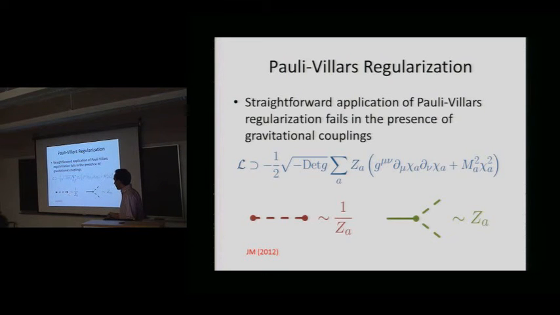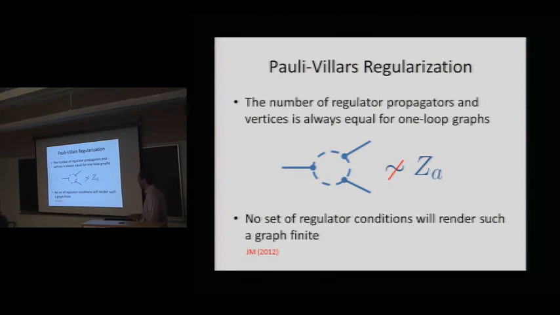And so each regulator propagator appears with the opposite sign of the physical propagator, so you're able to cancel the divergences. The problem in gravity, however, is that if I put in this Z, then my vertices are also proportional to the factor of Z. As a result, in all of the one-loop graphs, the number of vertices is equal to the number of regulator propagators. And so the factors of Z always cancel out. Any one-loop graph I write down will never contain any factors of this Z. So regardless of my choice of Z, I can never regulate divergences with this set of regulator fields.